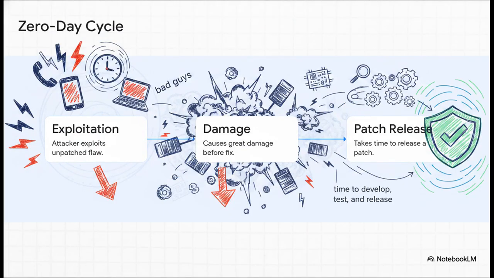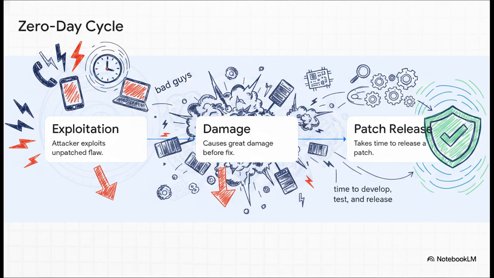Let's look at how this plays out in the real world. Because the 0-day attack cycle is basically a high-stakes race against time. Step 1, the vulnerability is disclosed or exploited by attackers. Step 2, those attackers inflict massive damage utilizing this completely unpatched flaw. And then comes Step 3. The software creator finally finds out, but they have to take time to develop and release a patch.